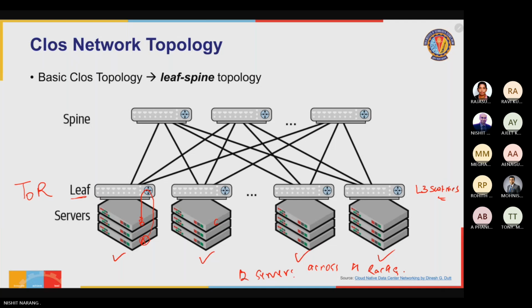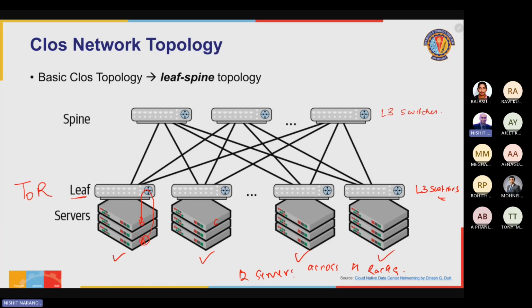Okay. Now these leaf switches connect to a second tier of switches called the spine. And spine switches are also layer 3 switches, just like the leaf switches are. The topology is such that every leaf connects to every spine, creating a kind of mesh topology between leaves and spines.